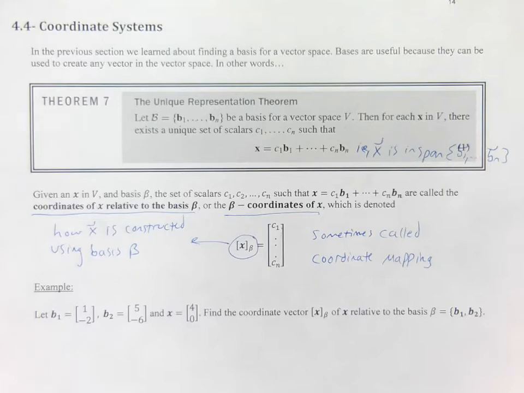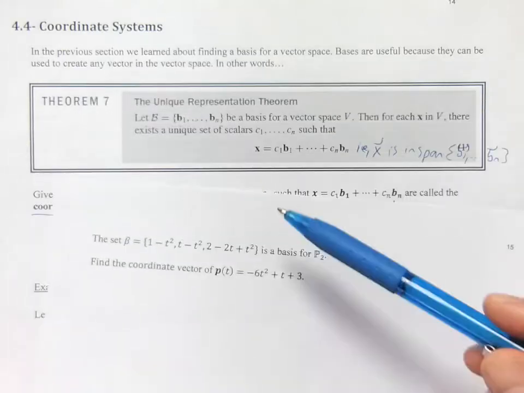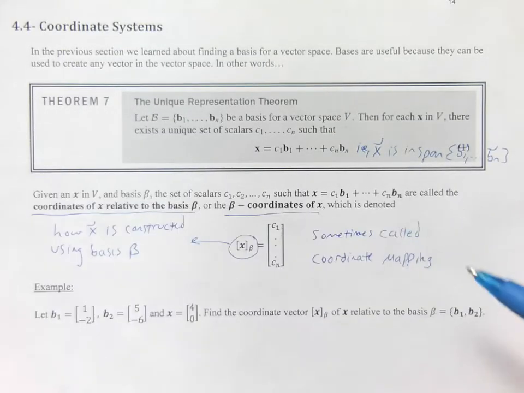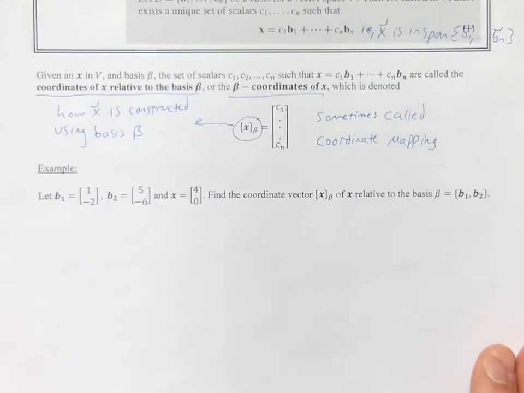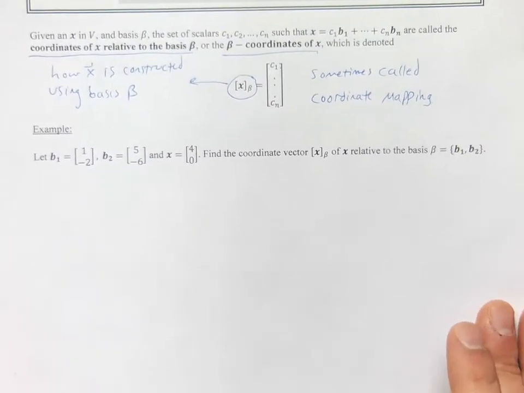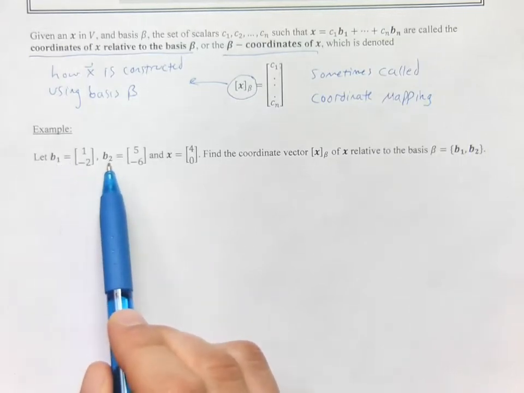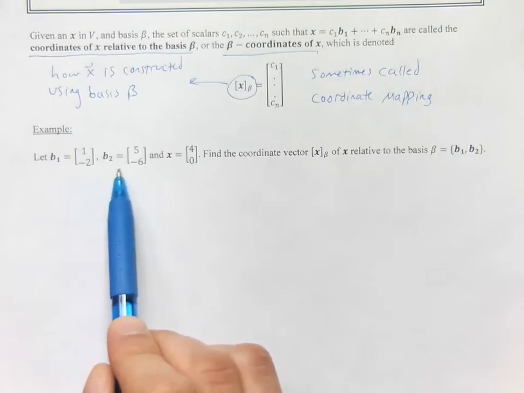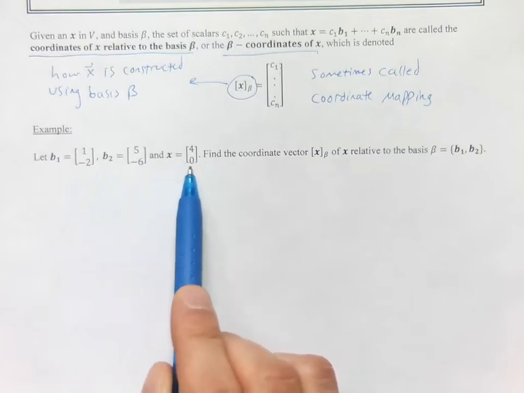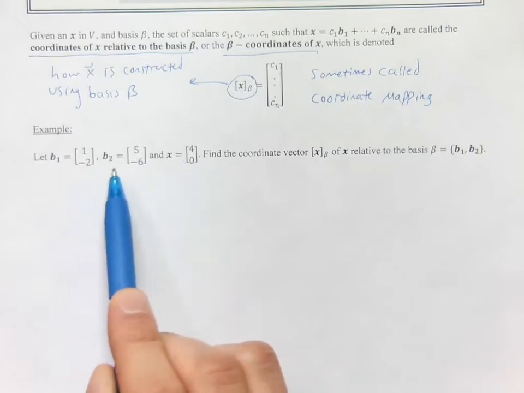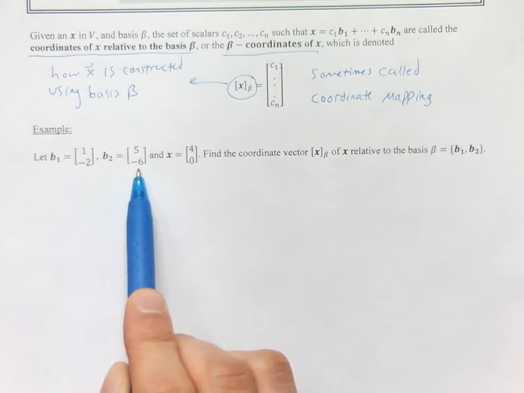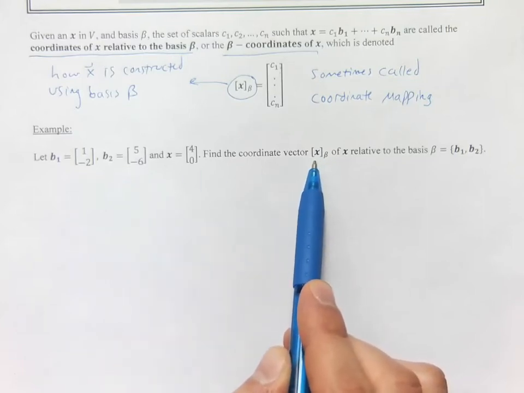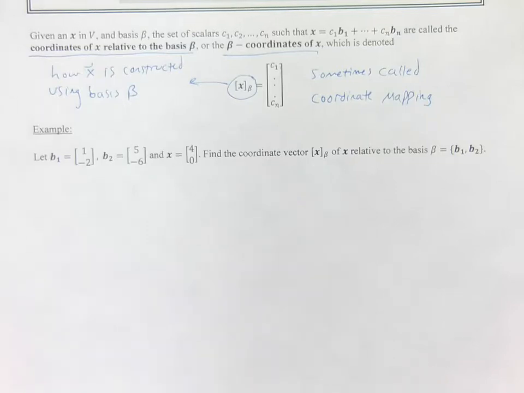Let's do an example in Rn, and then on the next page we'll do an example in a more abstract vector space, P2. But let's start with the simpler one here in Rn. These are our basis elements. It turns out these two vectors are a basis for R2, specifically. We're going to reconstruct this specific vector, 4, 0, using those basis elements. The constants that allow us to do that will be the answer, the coordinate vector for that specific x.